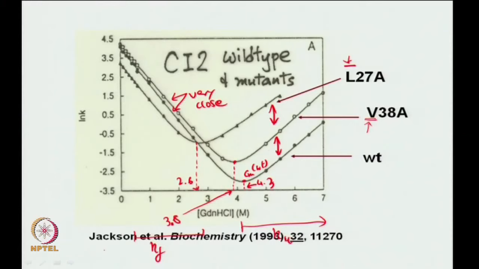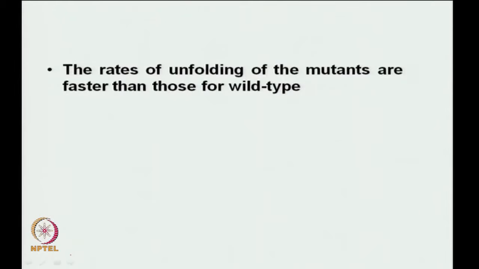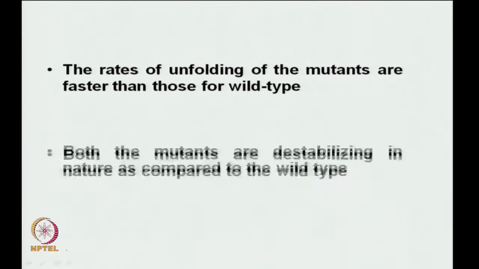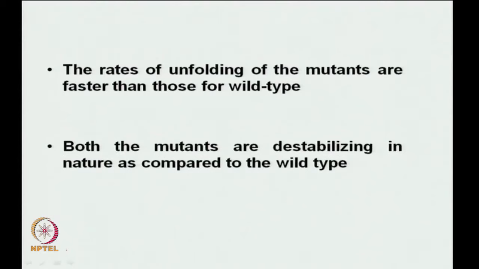So, this is what I have taken from Jackson, it's from a first group biochemistry paper. So, the conclusions based on this: one, the rates of unfolding of the mutants are faster than those for the wild type. Both these mutants are destabilizing in nature as compared to the wild type. How did we realize? We realized by looking at the shift in the Cm values.